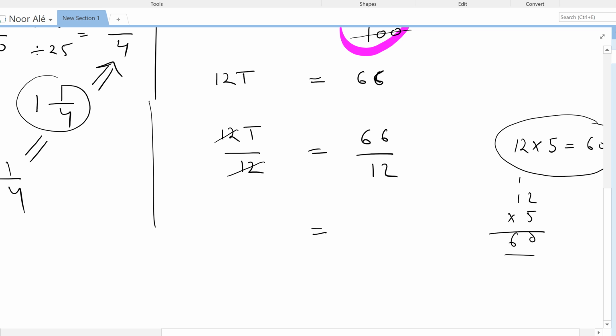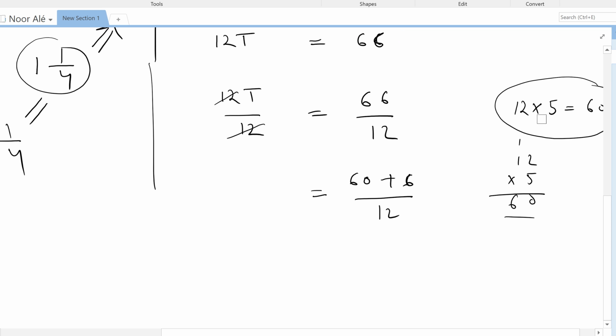Now we know that 66 is very near to this number, which is a multiple of 12. 60 is a multiple of 12. So I will write 60 plus 6 over 12. I'll break it down in this manner. Now, why did I do that? There's this kind of logic behind it. I want to break it down into two different meaningful numbers. So I break it down as 60 over 12 plus 6 out of 12, right?